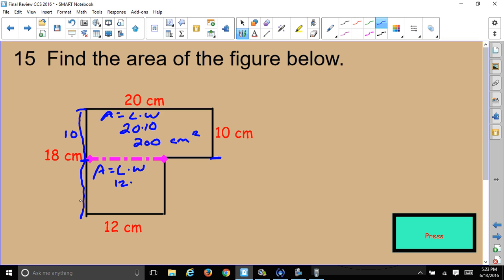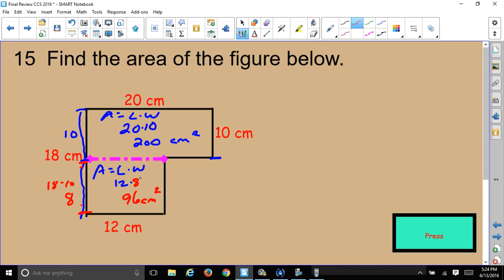Now if we go all the way down to the bottom, we know it's 18, so that means from here, let's get a different color, from here to here would be the remaining portion, 18 minus 10, and that would give us 8 centimeters. So that's the distance from here to here. So we have our 8, which is really the width of this side of the rectangle. And when we multiply length times width, that'll give us 96 square centimeters.